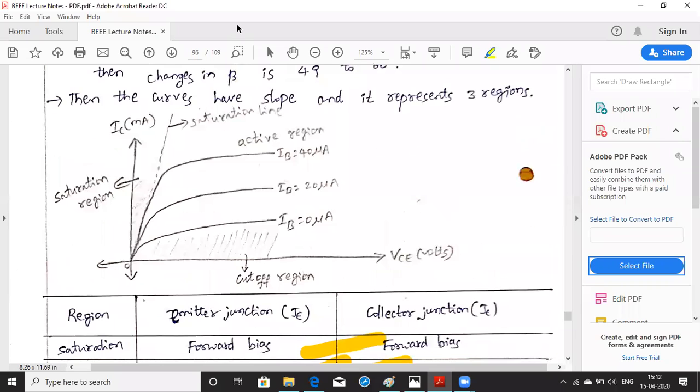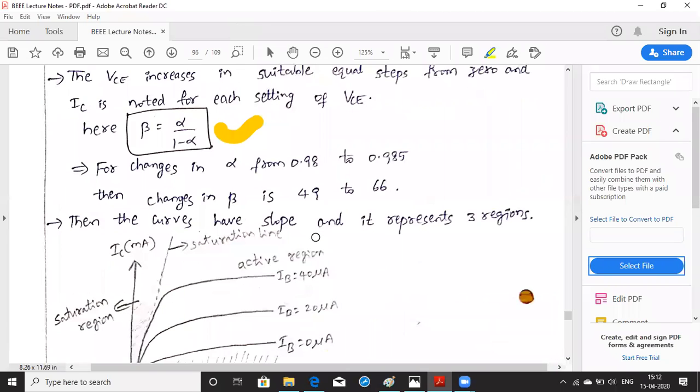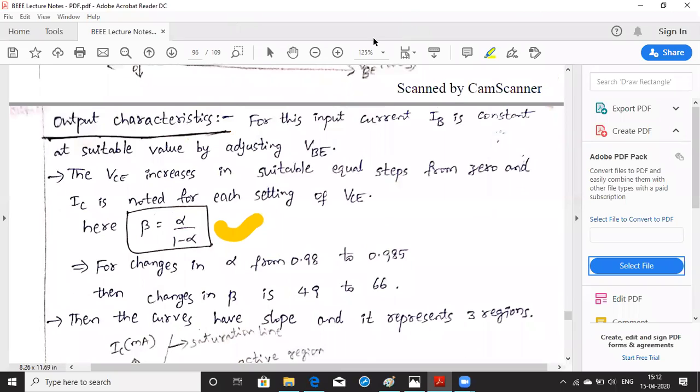So in tomorrow's class, we'll try to discuss the common collector configuration, right? Please all of you go through all the points, okay? And whatever doubts you have, you can ask me now. Please ask me doubts, okay?